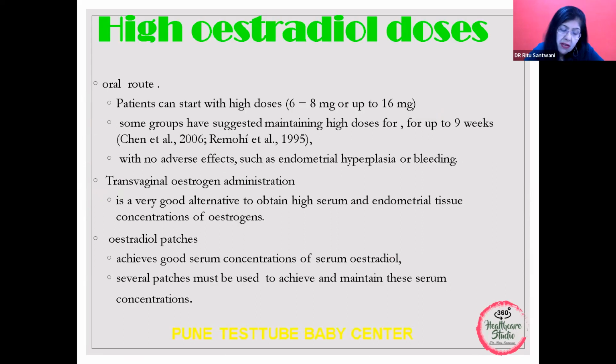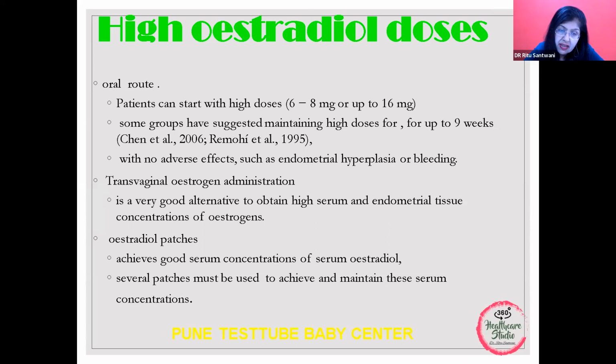So now, with what doses can we use this estradiol? Via the oral route, the patients can start with higher doses, 6 to 8 mg, or maximum up to 16 mg has been reported. Some groups have suggested maintaining the higher doses for up to 9 weeks with no adverse effects such as endometrial hyperplasia or bleeding. Transvaginal estrogen administration is a very good alternative to obtain high serum and endometrial tissue concentrations of estrogens.